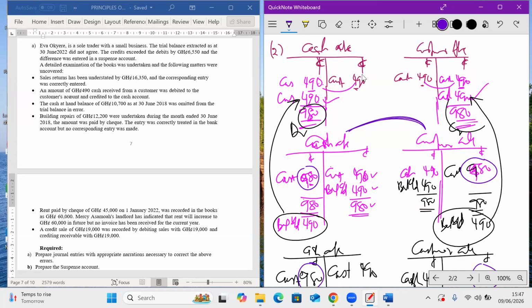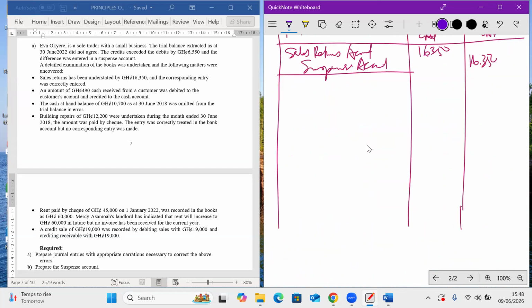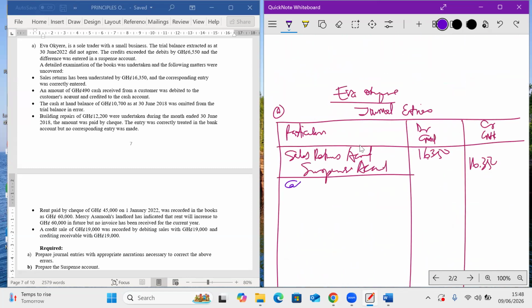So the two accounts, between the cash and the customer, which one has the corrected debit entry? Cash. So we go to the journal and record cash account. How much was it? 980. Then we slant it, we indent it. Customer account, 980, credit side. Being error of complete reversal entry now corrected. That's it.